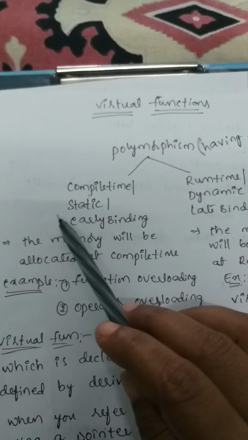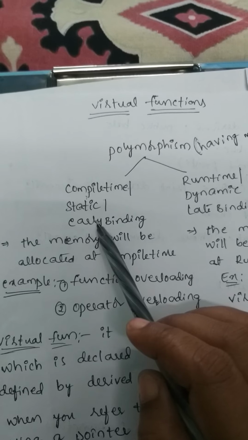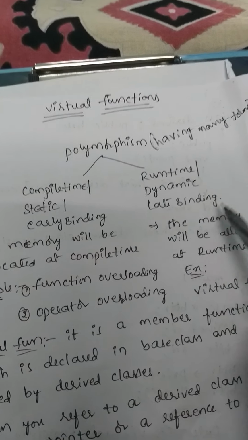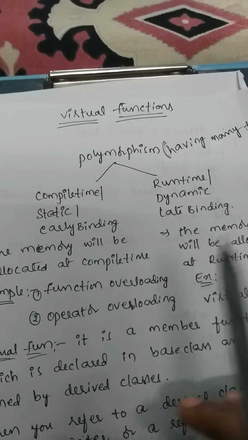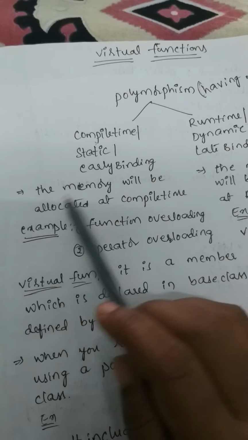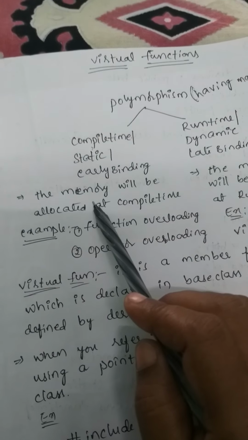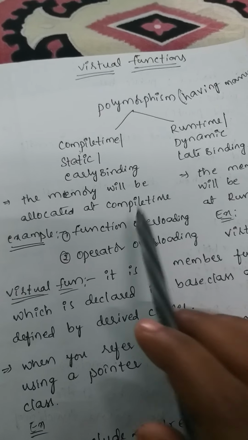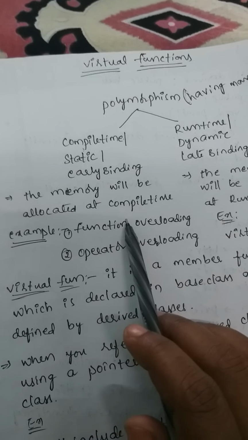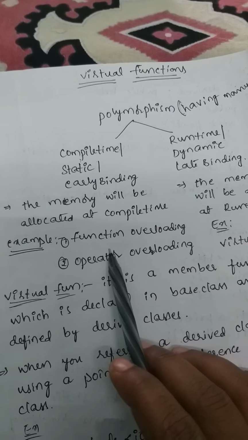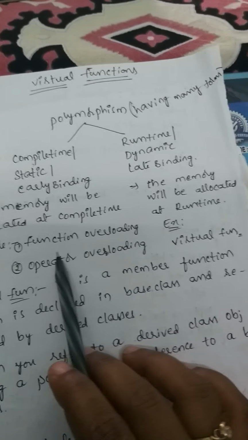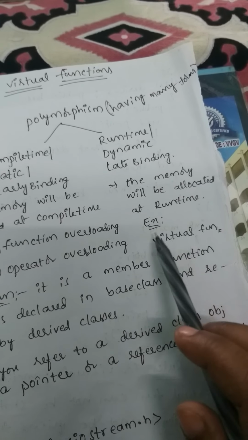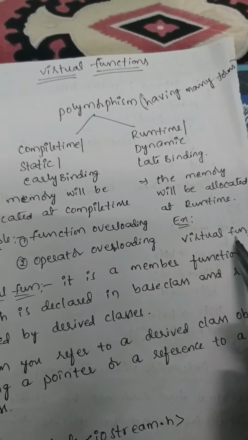Compile time polymorphism is also called static binding or early binding. Runtime polymorphism is also called dynamic binding or late binding. In compile time polymorphism, the memory will be allocated at compile time. At the time of compilation, the memory will be allocated for all the data members. In runtime polymorphism, the memory will be allocated at runtime.